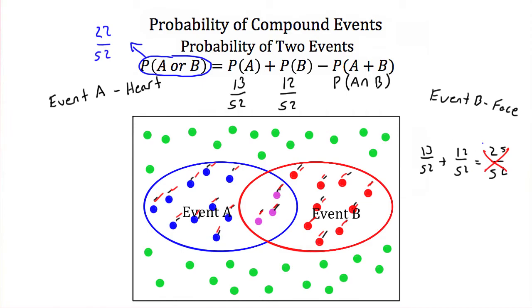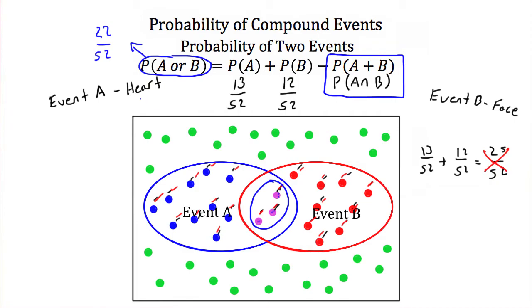And the reason why we got 25 before is because when we added the probability of A to the probability of B, we counted these three items, or these three cards, twice. But we're not going to pull these three cards out of the deck of 52 twice. We can only pull them once. They only exist once. So that's why we always subtract this intersection, or the probability of A and B happening at the same time. That just keeps us from double counting the outcomes that satisfy both events.